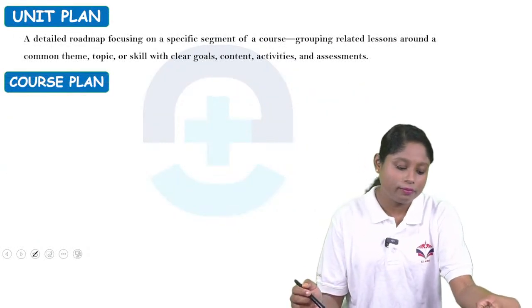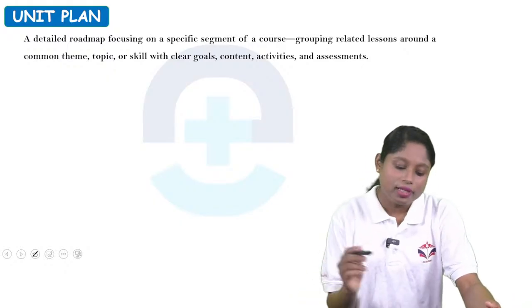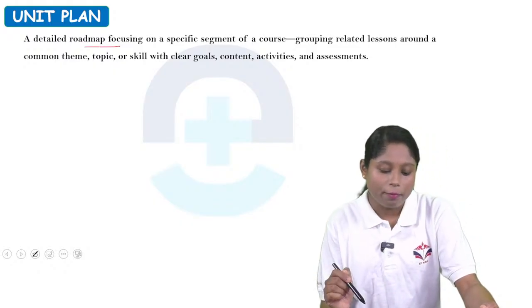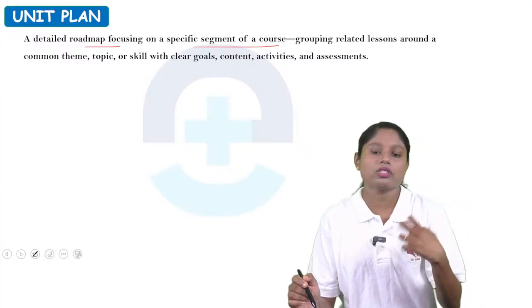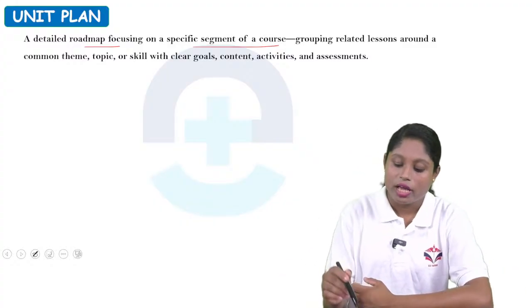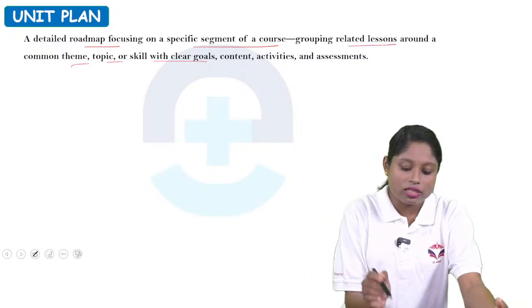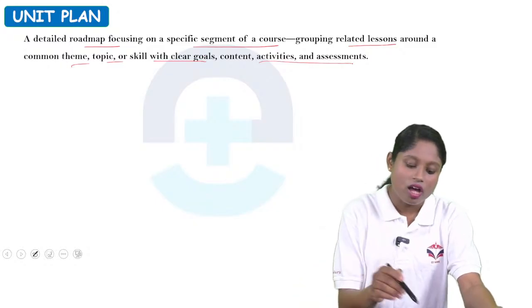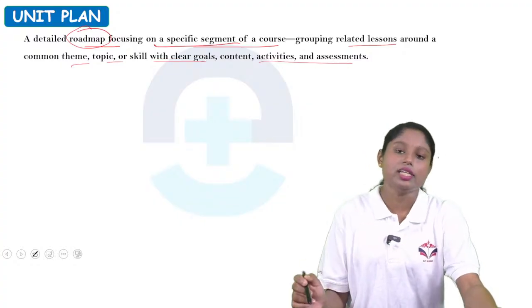So what is unit plan? It's a detailed roadmap focusing on a specific segment of a course, grouping related lessons around a common theme, topic or skill with clear goals, content, activities and assessment. So here we are using a roadmap for a specific segment of a course, that is unit plan.